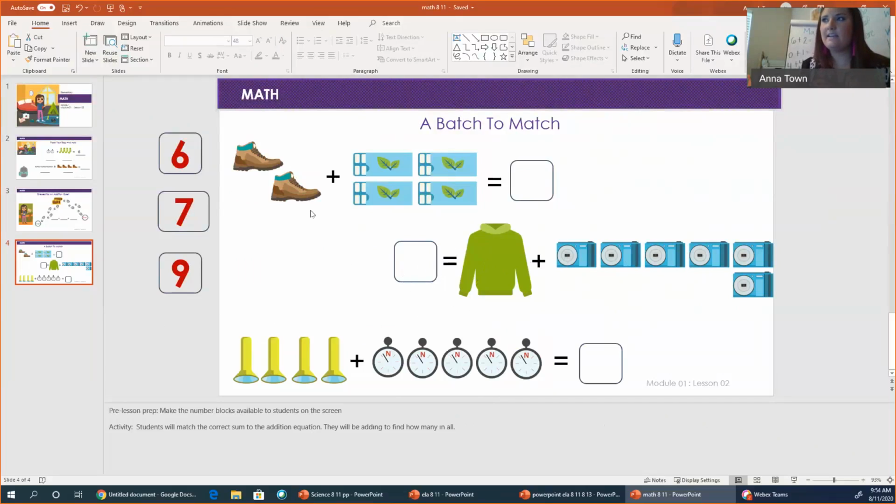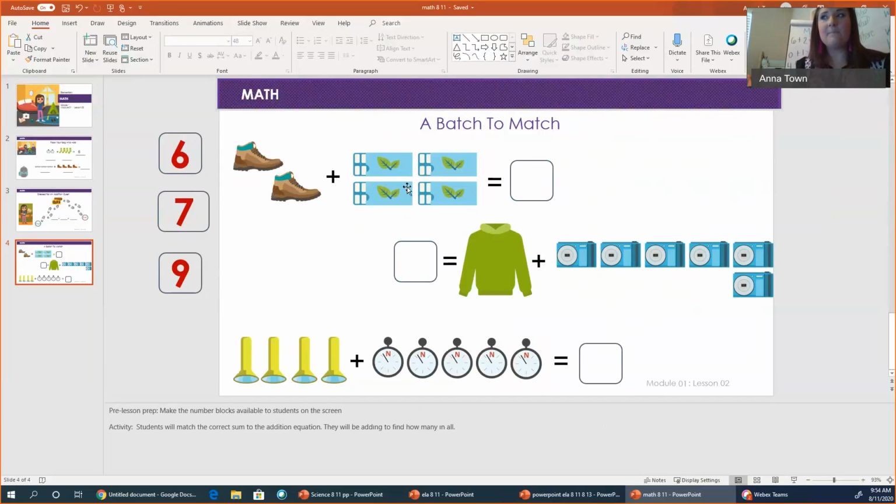Okay, boys and girls, let's take a look. Our first one is boots plus ice trays. I want you to take a look. Show me on your fingers, how many boots do you see? 2. So 2 is an add-in. Now look at the ice trays. How many ice trays do you see? 4. Our equation is 2 plus 4.